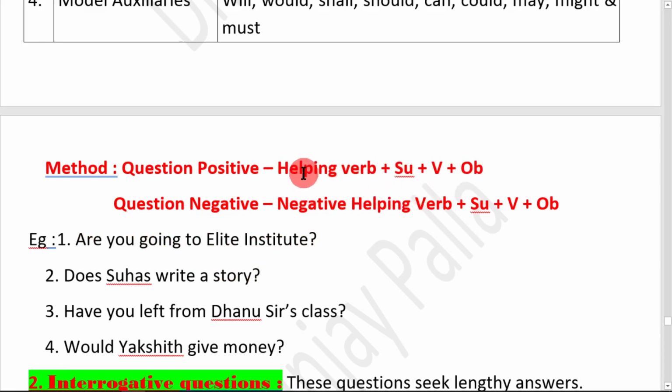Okay, it is the positive sentence question, it is the negative sentence question method. You have to follow this. Have you left from Danusha's class? Here, have is the helping verb. At the same time, the sentence ends with the question mark. So it is the interrogative sentence. And have plus subject you, and left is the V3, and from Danusha's class is the object. Which is only helping verb plus subject plus verb plus object.